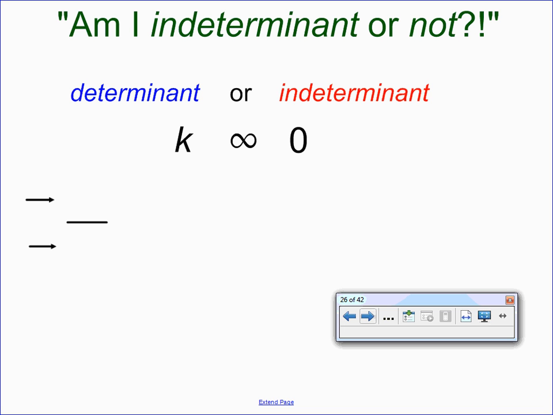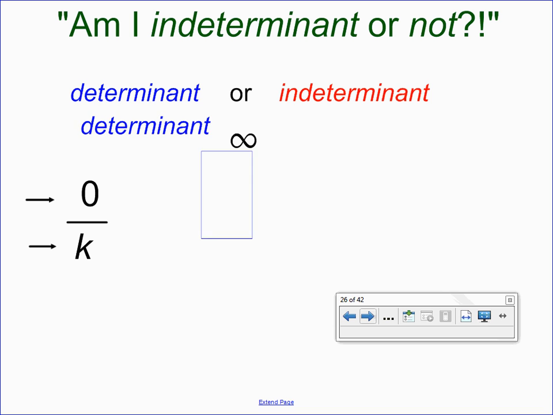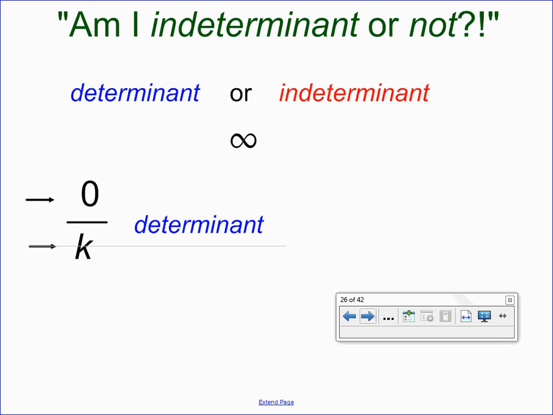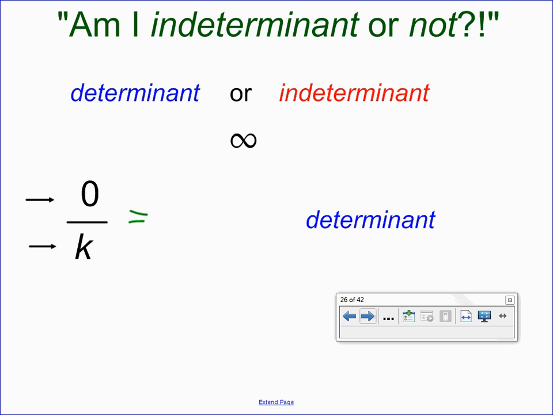Ready? Consider a quantity approaching 0 over a quantity approaching a constant. Am I determinate or indeterminate? Determinate wins. This is determinate, and what would it equal? We can determine this to be 0 here.